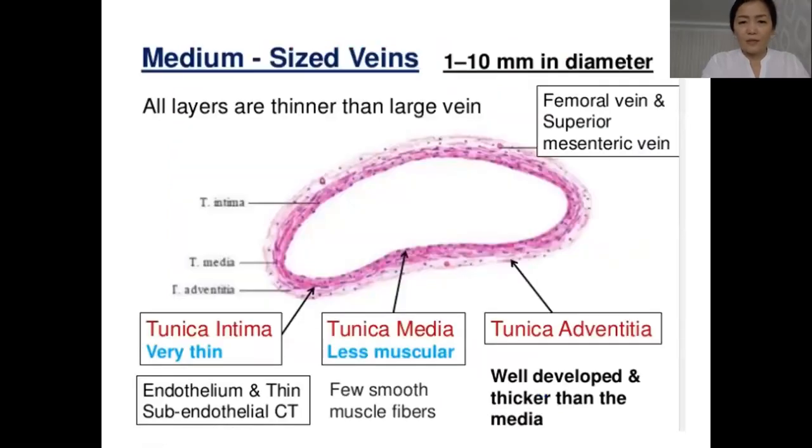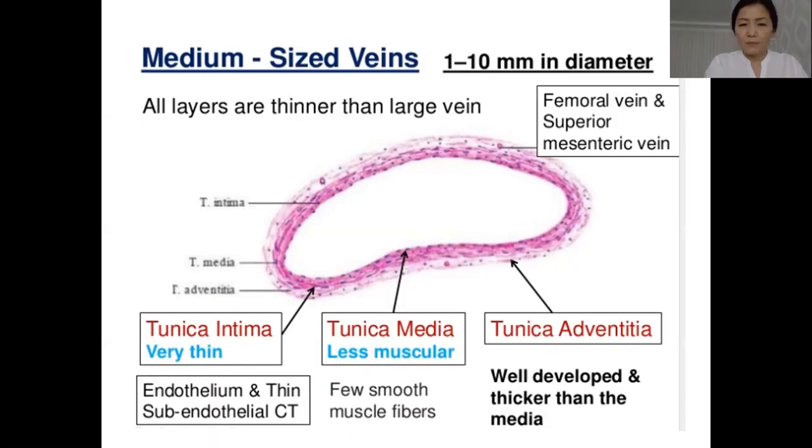Medium-sized veins have a diameter from 1 to 10 millimeters. Generally, all layers are thinner than in a large vein. For example, the femoral vein and superior mesenteric vein can be medium-sized veins. Look, all layers are thinner than in a large vein. Tunica intima is very thin, tunica media is less muscular, and tunica adventitia is well developed but thicker than the tunica media.